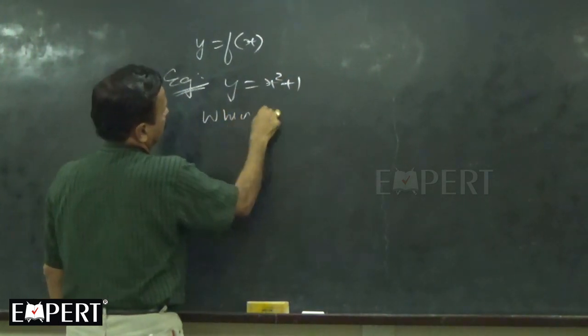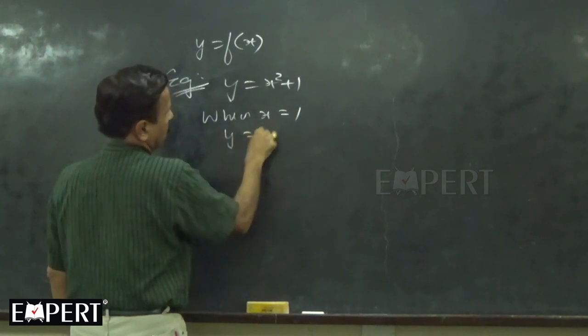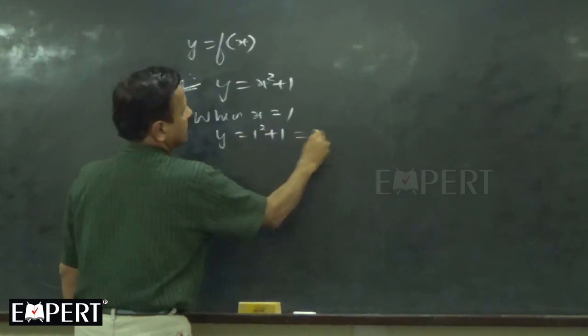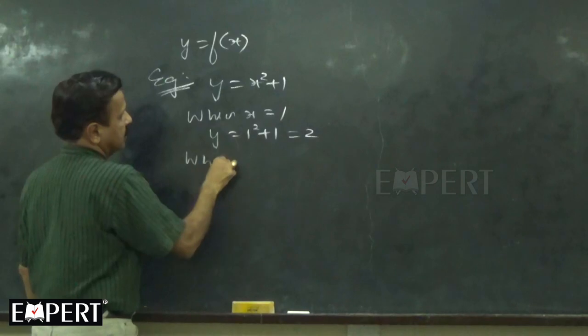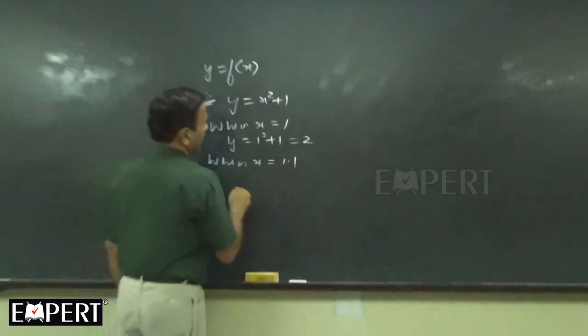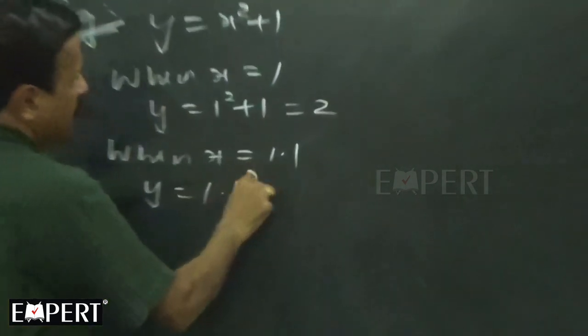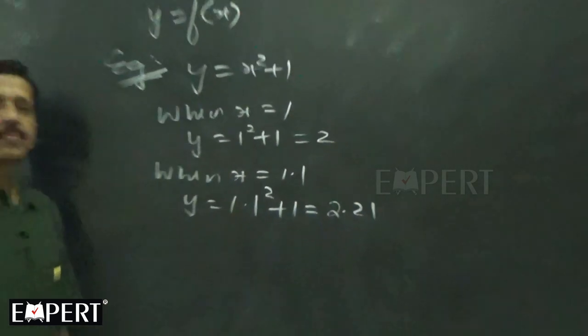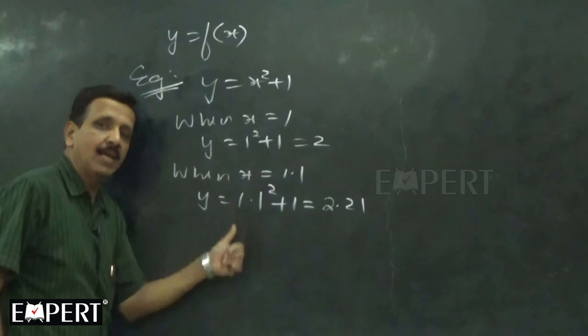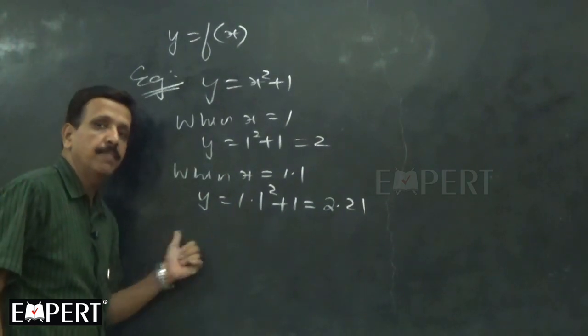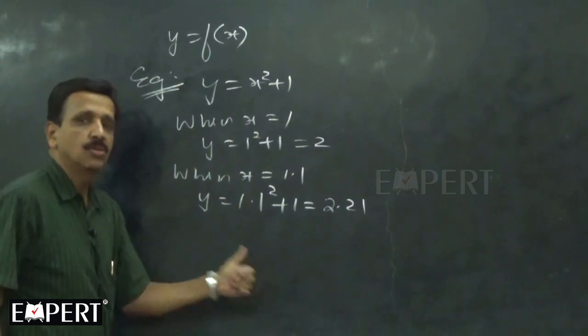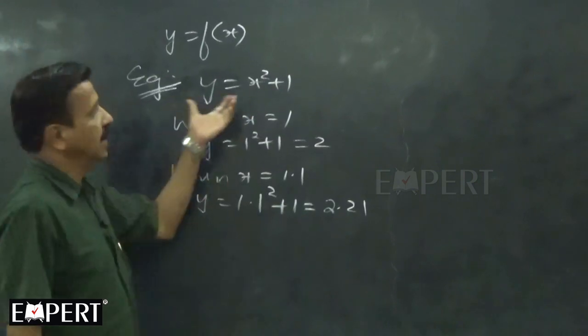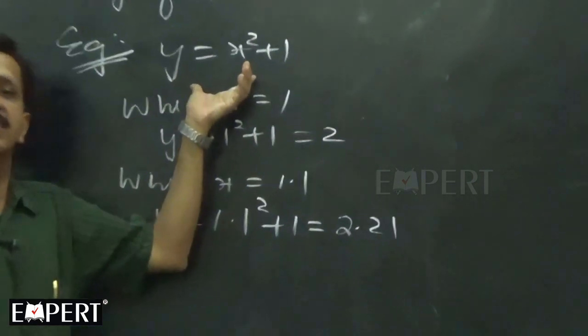And when x is equal to 1, y is equal to 1 square plus 1, that is equal to 2. When x is equal to, say for example, 1.1, y is equal to 1.1 square plus 1, that is equal to 2.21. You can go on substituting the values of x. Y depends upon x. So, in other words, you can say this is an example of y varies with respect to x.